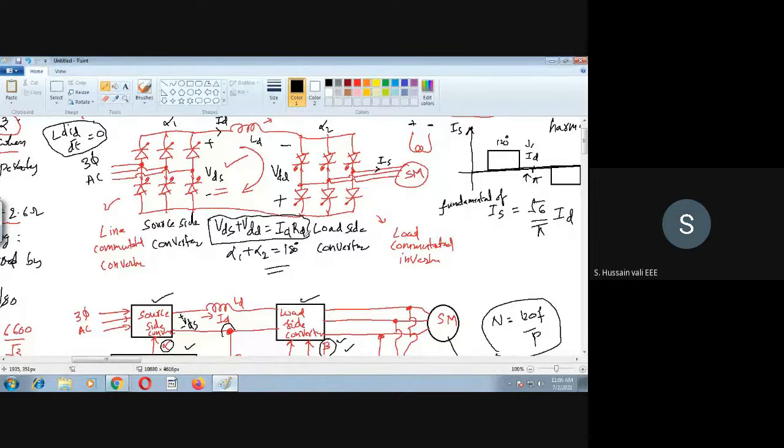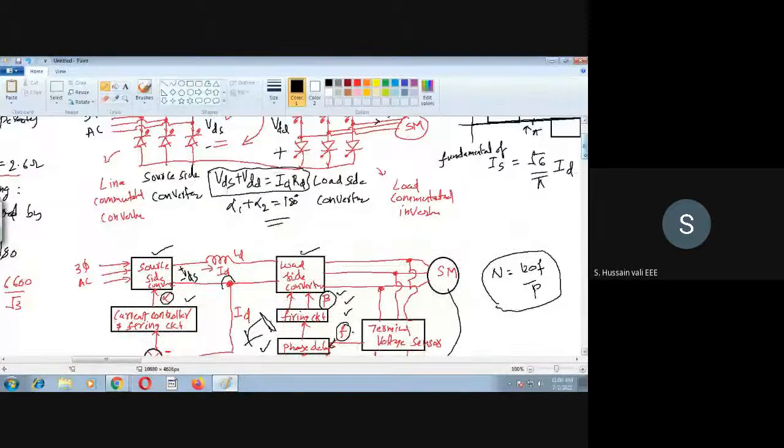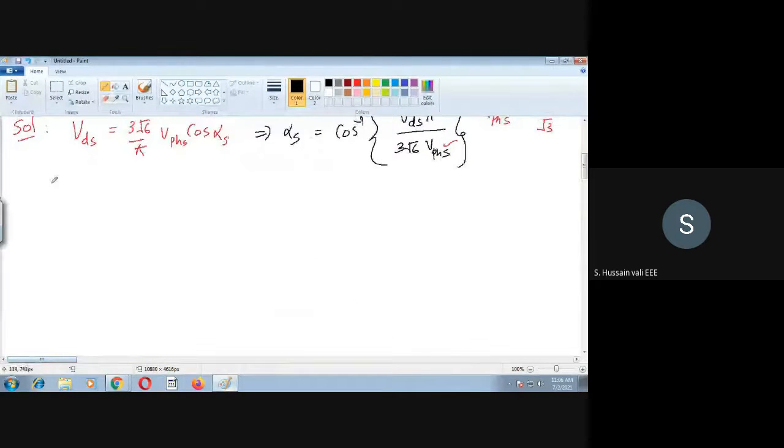So RD value he has given. Now, we'll just bring this equation this side. VDS plus VDL is equal to IDRD. So we'll bring this equation here. VDS plus VDL is equal to IDRD. Now, what are the things we know and what are the things we don't know?